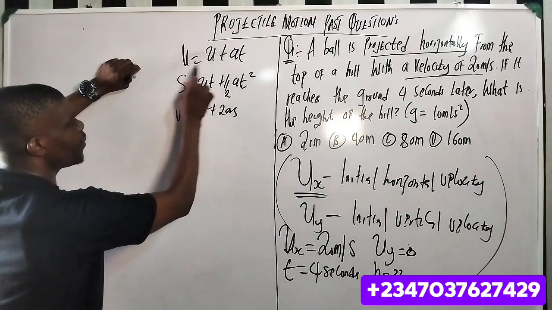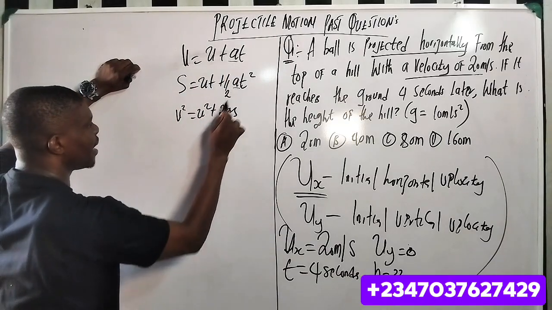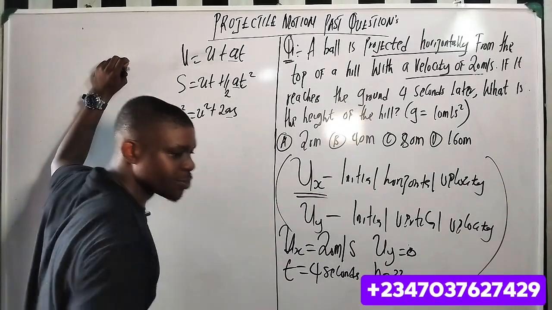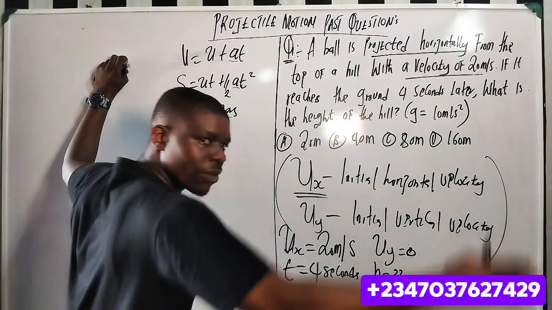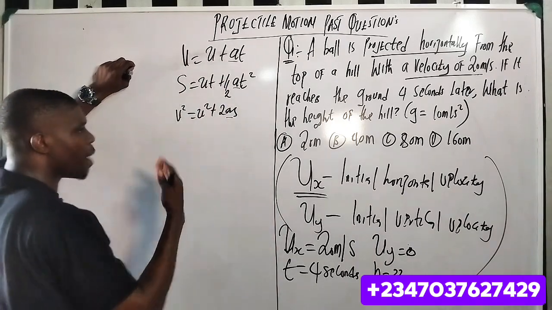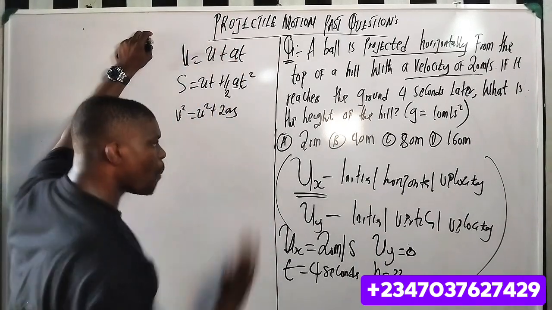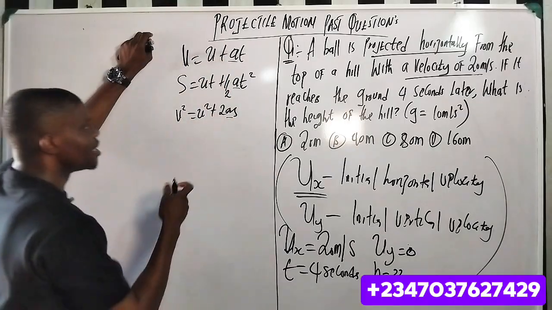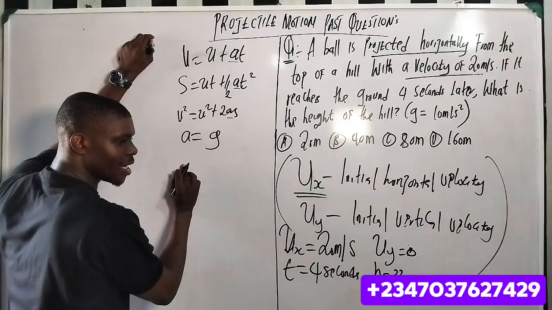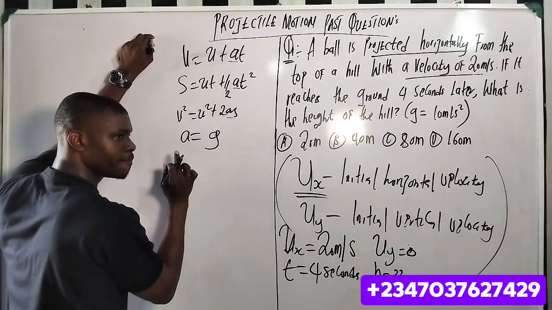Now, if you are talking about a here, we are talking about horizontal motion. Horizontal is moving horizontally. That's why we are using this one here. But when it comes to vertical motion, up and down, guess what? The a will now become g.